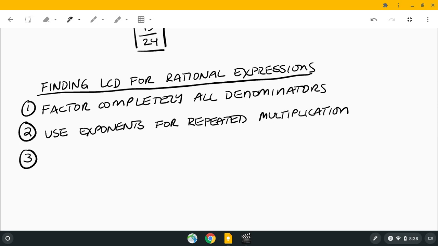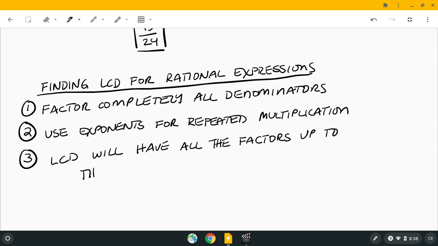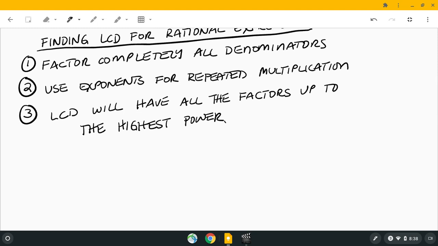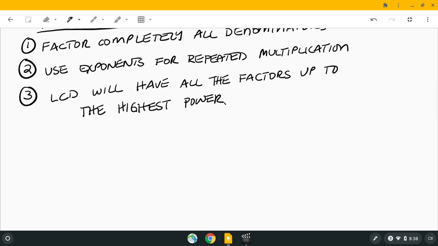And then your LCD will have all the factors up to the highest power. This will make more sense when we look at some examples. Okay, highest power, highest exponent. Okay. All right, so let's take a look.